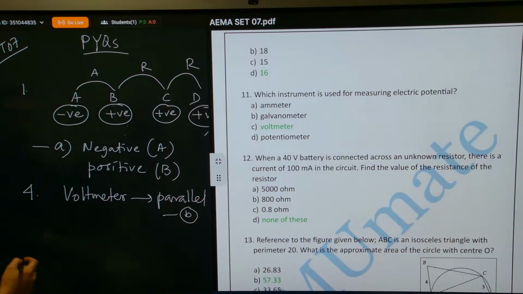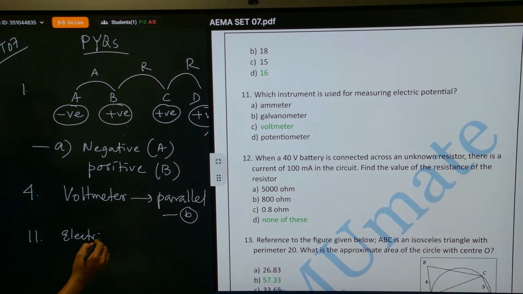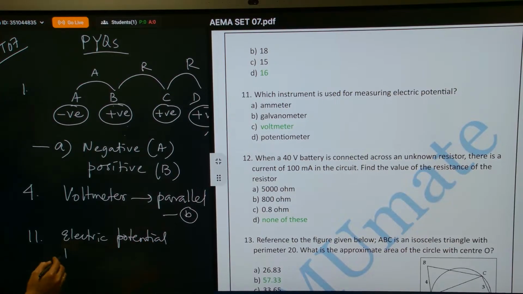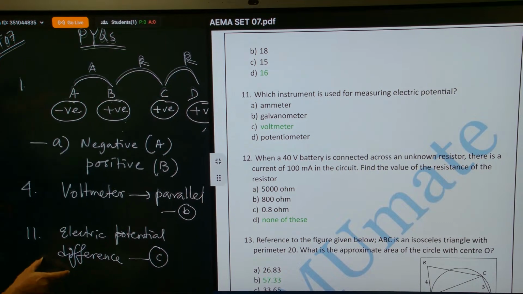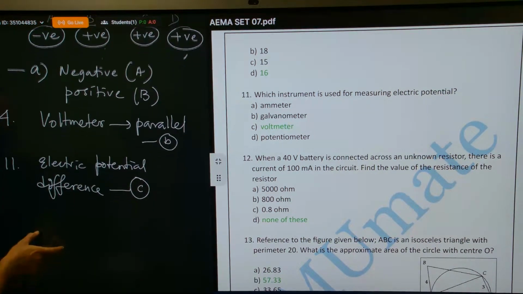So for 11, we have electric potential. Not potential, it should be potential difference, whatever. I think the questions are not made by some physics teachers. It should be potential difference. This is what happens when the question setter is not of physics background.